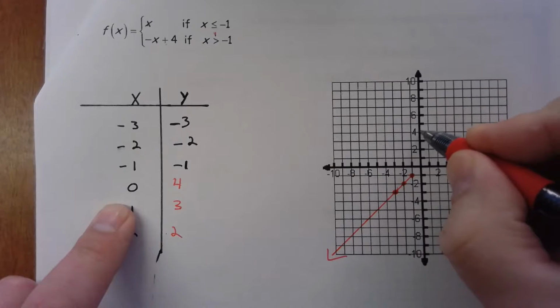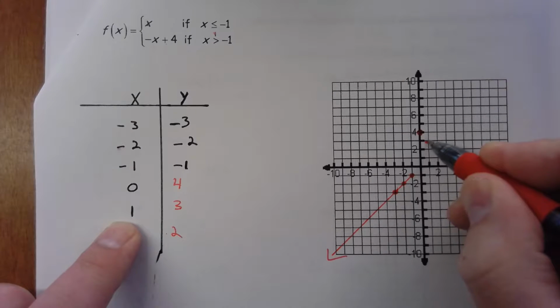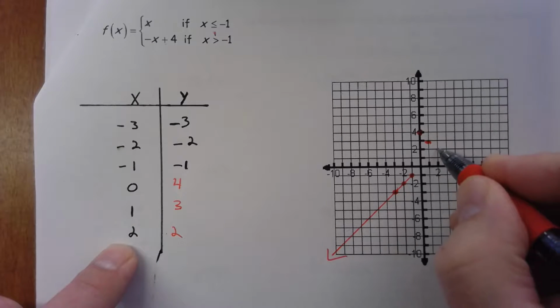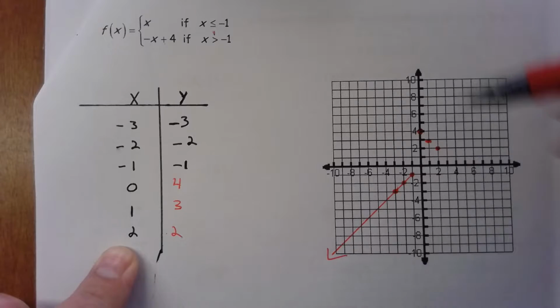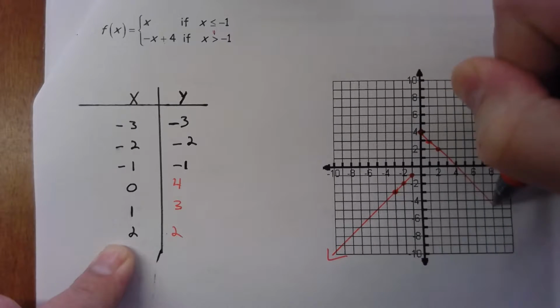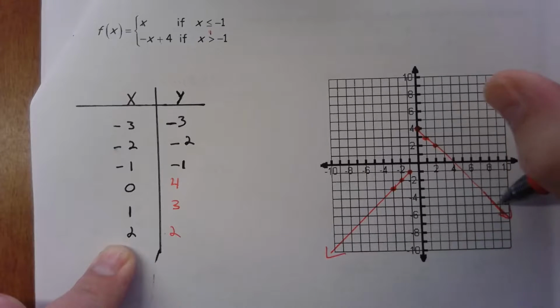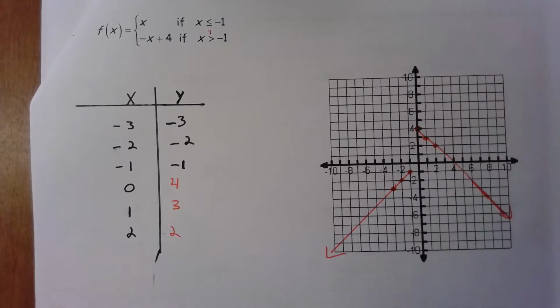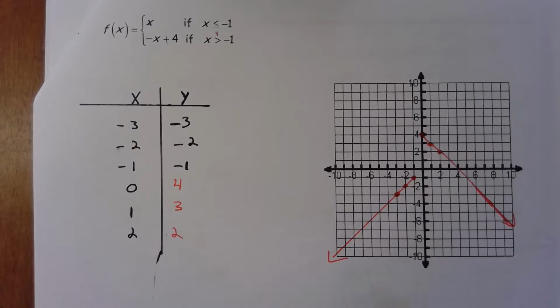Alright, so let's plot these points. 0 goes with 4, 1 goes with 3, and 2 goes with 2. It's telling me greater than, so everything to the right is what we are graphing. So that's how we graph those and how we figure out our domains and our ranges and so forth.